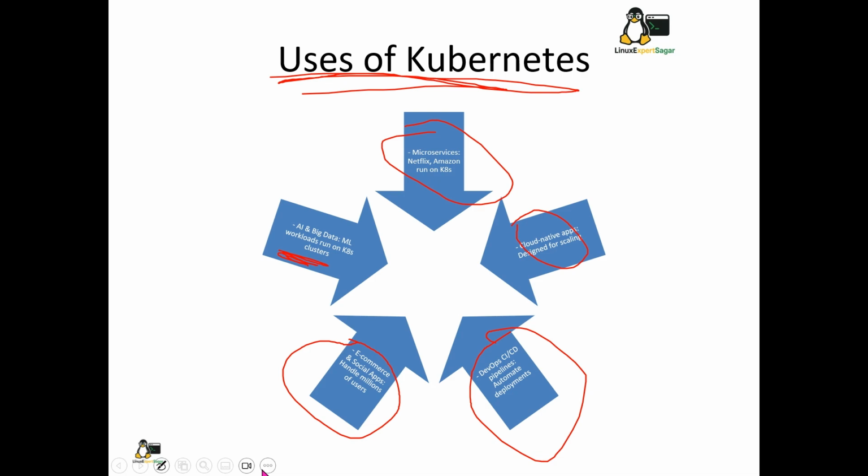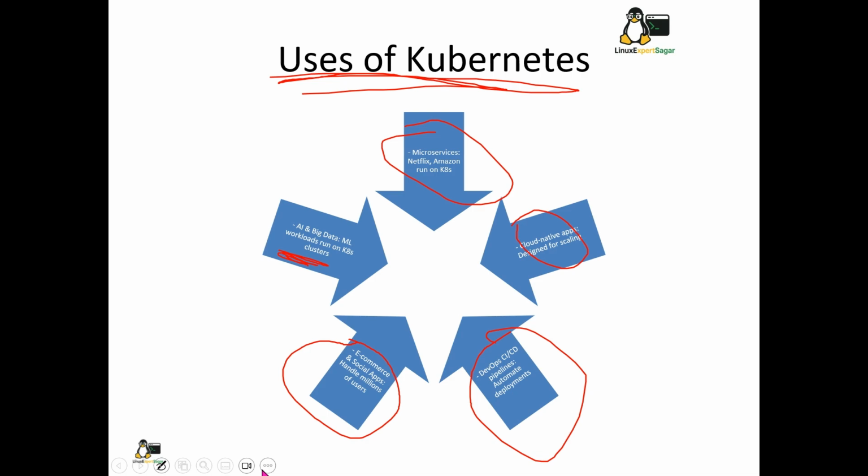Next is AI and big data. Even advanced workloads like machine learning models and big data processing run efficiently on Kubernetes clusters. Whether it's a startup building its first product or a giant enterprise running at a global scale, Kubernetes is everywhere.